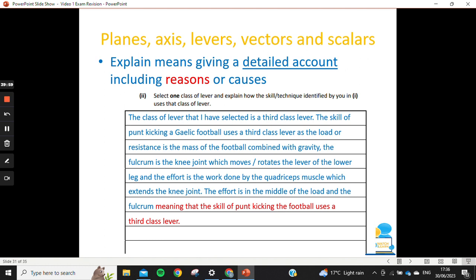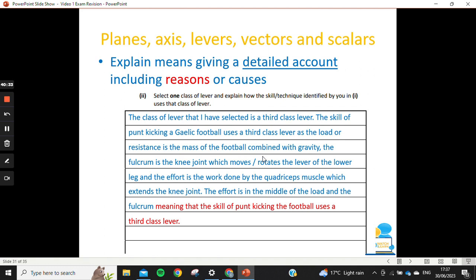So at the end of this question, they asked to explain how the skill or technique that was identified by you in the first question uses that class lever. So you are asked to select one. Explain means to give a detailed account, including reasons or causes. So again, that's our action verb that we're looking to achieve. The class of lever that I selected was the third class lever.